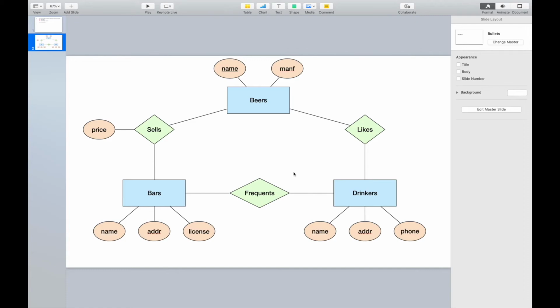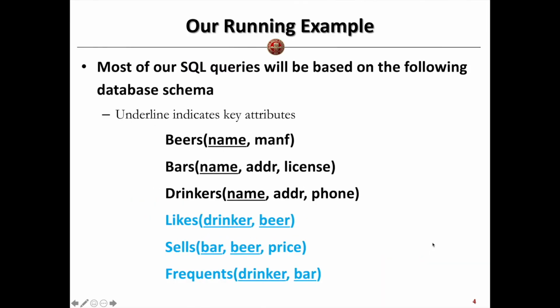And based on the knowledge we learned before, we can translate this ER diagram into some relations. We translated this ER diagram into 6 relations, if you still remember the translation rules, right? For the entities, beers, bars, and drinkers, we can create a relation of beers with name, manufacturer, name is the key, bar with name, address, license, name is the key, and drinkers, name, address, phone number, and name is the key. And we can also translate the relationship into a relation as well.